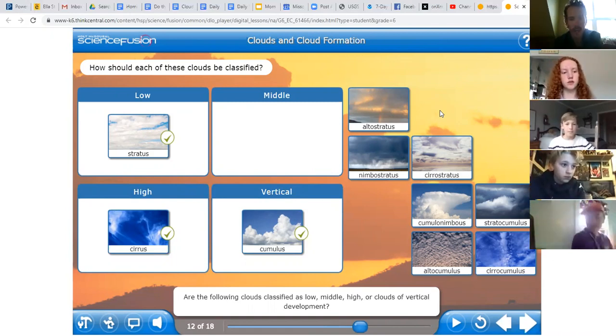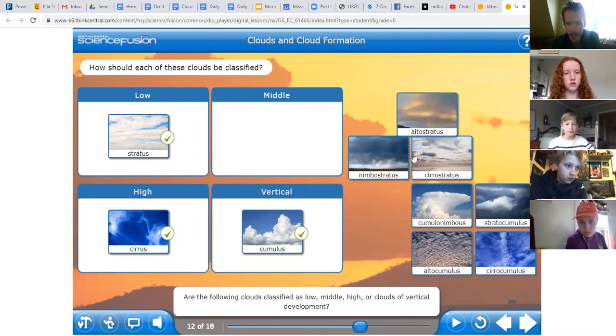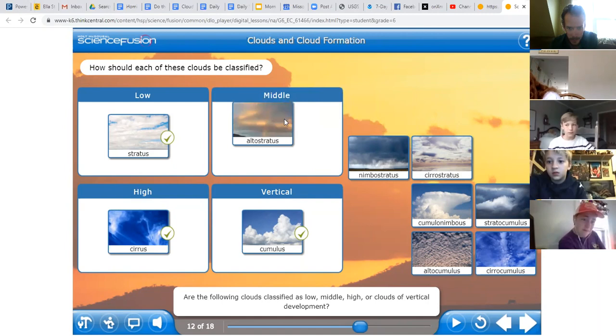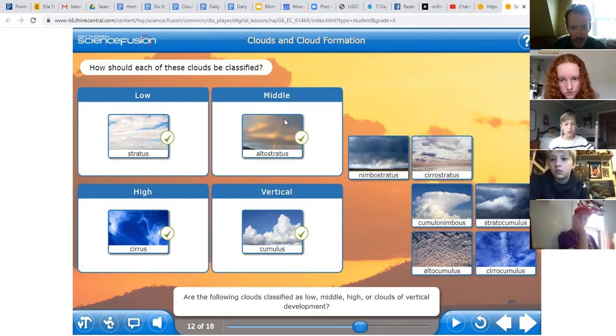So where can I put this one right here? How about Ethan? Where can I put alto stratus, based on what we just said? Middle. Yep. So now we're starting to smash two Greek words together to really describe the cloud. How would you describe what an alto stratus cloud looks like?